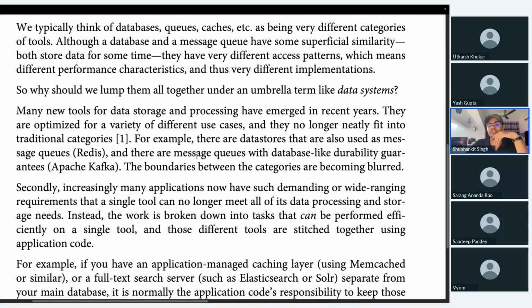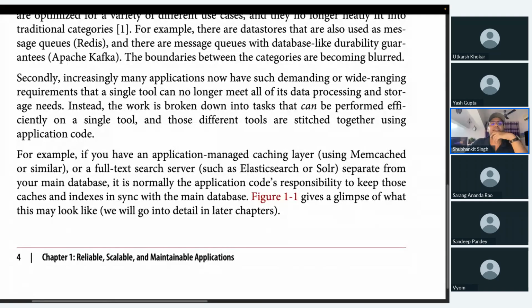So again, it's not like a messaging queue can only be used like a messaging queue, and it's not like a DB can only be used like a DB, right? It depends on your use, and sometimes a DB might be a better fit for a messaging queue, or vice versa. Secondly, increasingly many applications now have such demanding or wide-ranging requirements that a single tool can no longer meet all of its data needs. Even in our company, we're trying to check for Arctic or Postgres, and we also use RabbitMQ. We use a bunch of separate tools, and the tough part is how do we stitch them together?